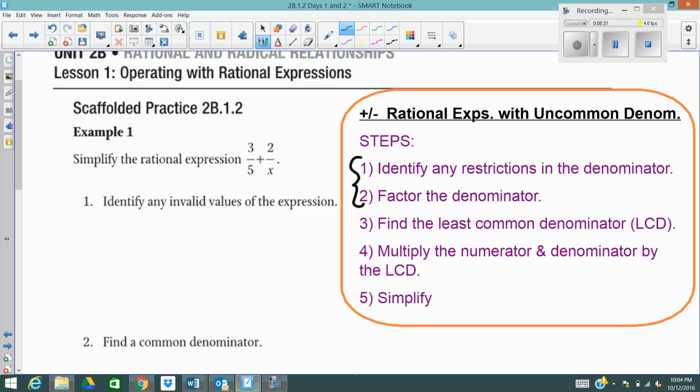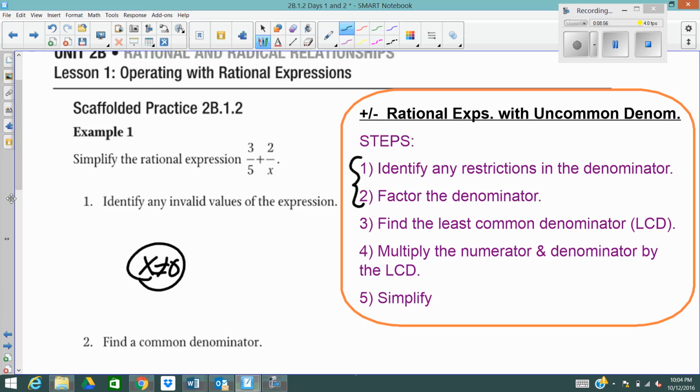So first things first, let's take a look at our example here. 3 over 5 plus 2 over x. 5 is just a number. It can't be anything other than 5, but x is a variable. It can be anything. So the only restricted value I have is 0. X cannot equal 0. No solving necessary there.